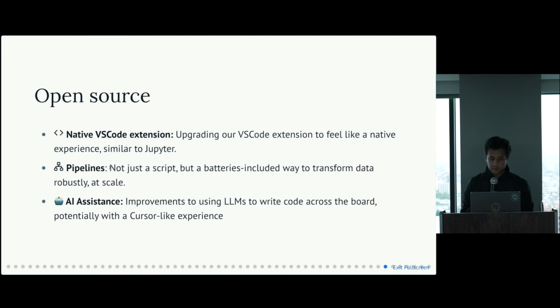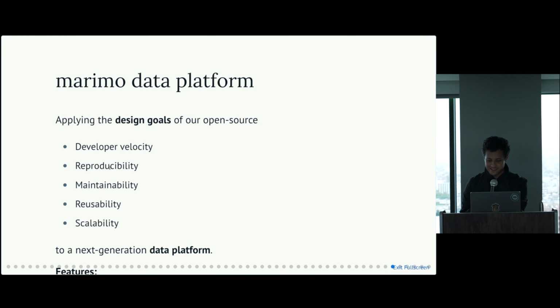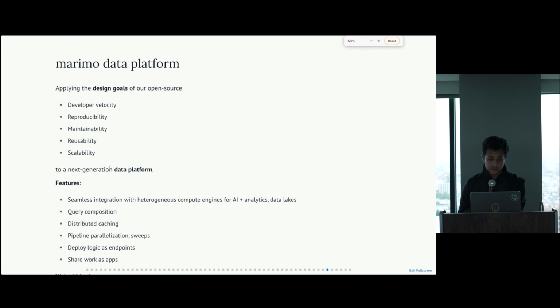What's next for us? We have a lot of work in the open source, including a native VS Code extension, Marimo pipelines, and better AI assistance, because you have to. And as a company, we are building a data platform, so we're applying the same design goals of our open source to a next-gen data platform. I can talk a lot about this. Come find me if you're interested.